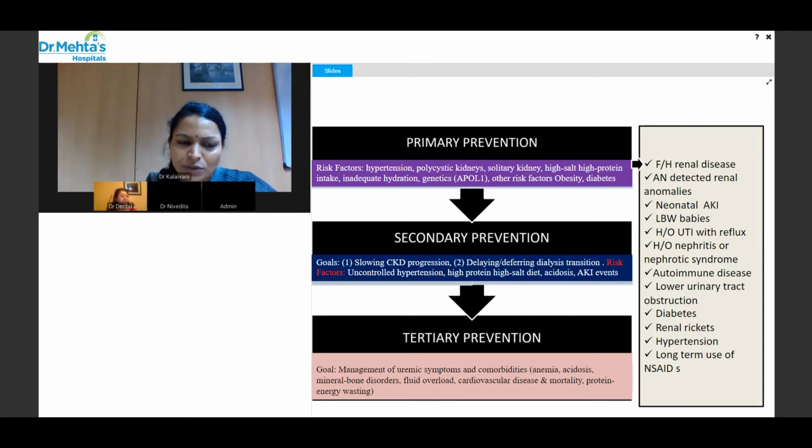Next is secondary prevention. The goal of secondary prevention is basically slowing CKD progression, so that you delay or defer dialysis. The main thing is to have tight control of the modifiable risk factors, that is hypertension and proteinuria. Next is tertiary prevention. The main goal of tertiary prevention is management of uremic symptoms and the comorbidities associated with the disease, like anemia, acidosis, AKI, mineral bone disorder, and fluid overload.